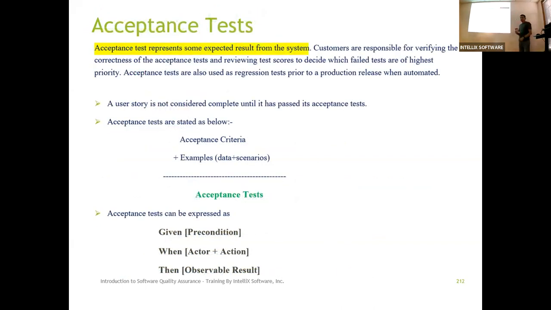Then comes the acceptance test. You have acceptance criteria defined upfront, but now the acceptance test comes in. The acceptance test represents some expected result from the system. Essentially, the concept remains the same. You have what is expected of the system or this feature, basically. What are we testing, right?